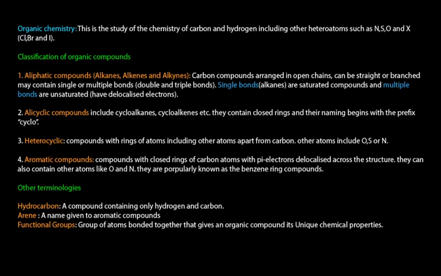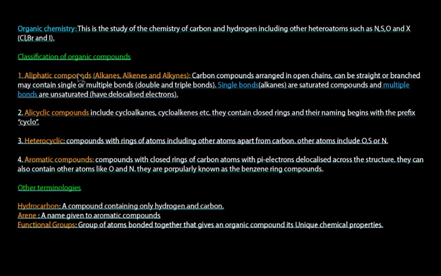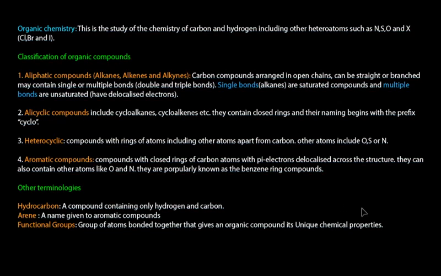Now organic compounds are classified into 4 groups, depending on the structure of the compound, things attached to it, the number of double bonds, and other things, whether it is straight, branched, or cyclic or not cyclic. So the first example we want to look at is the aliphatic hydrocarbons.